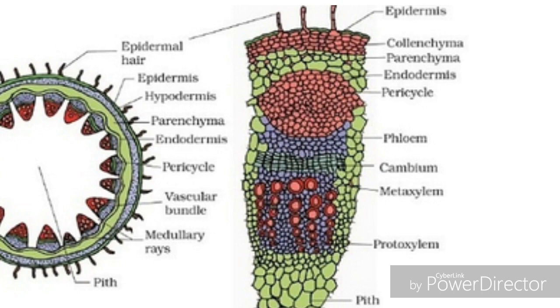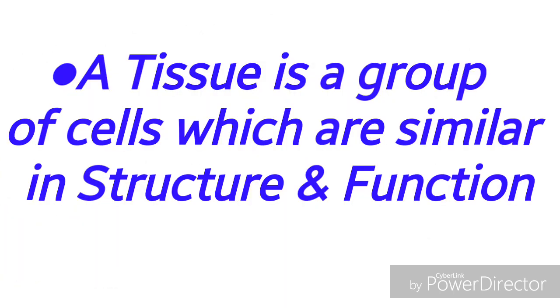So next to cells, tissues will be there. This leaf, stem, root, flower, they're all organs. A group of tissues will form an organ, and different organs will make up the plant body. Root, stem, leaf, and flower, together they make up the plant body. So here you can see the definition of tissue. A tissue is a group of cells which are similar in structure and function. Different types of tissues together will make up organs.